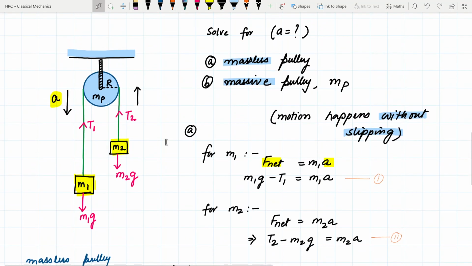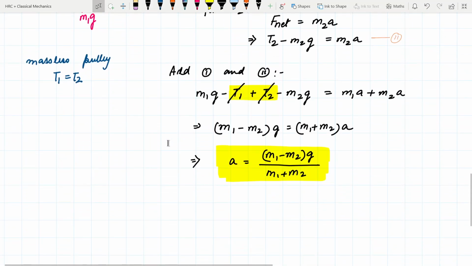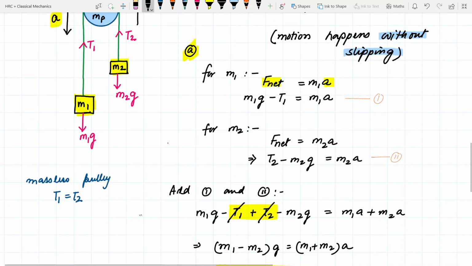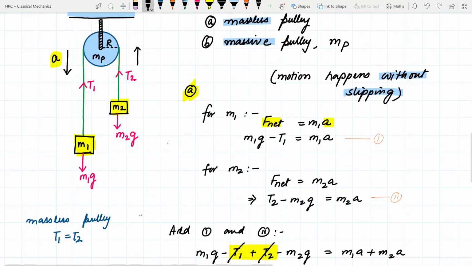However, this is only simple for the case of a massless pulley. Okay, what if I have a massive pulley? What is going to change if I do the second case scenario for a massive pulley? What is going to change in our calculations? Who can say? What specific thing is going to be different in the calculations if we have a massive pulley?